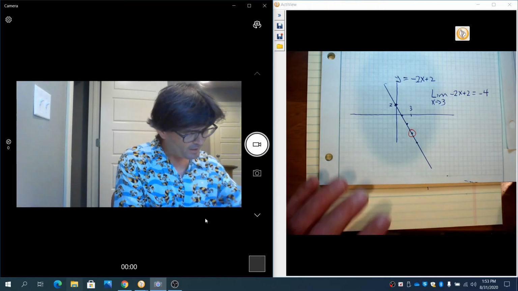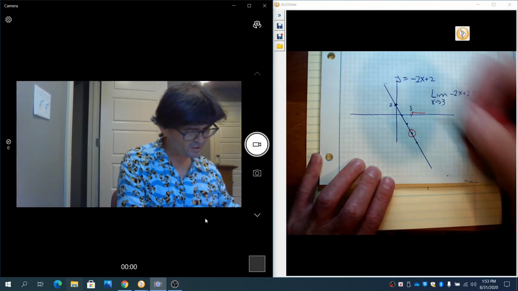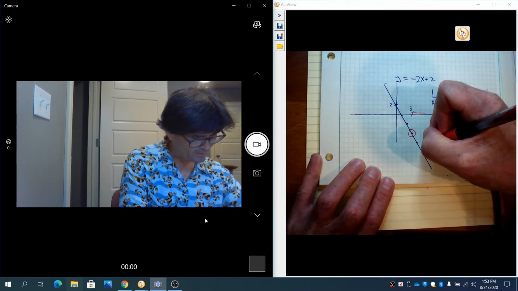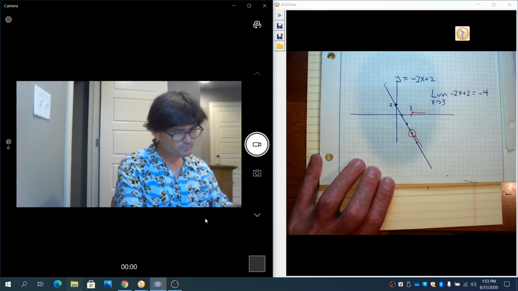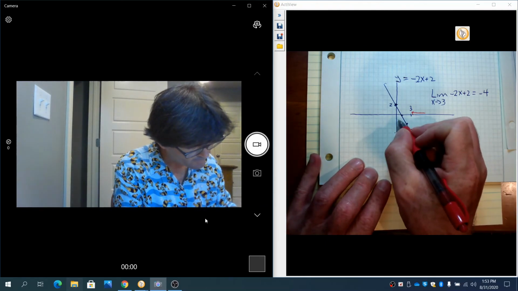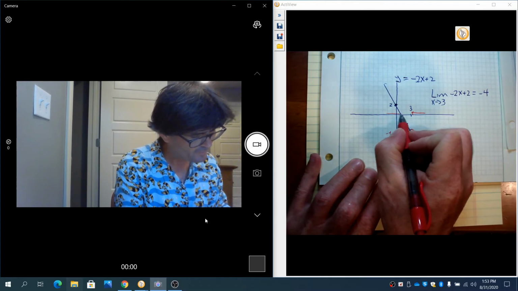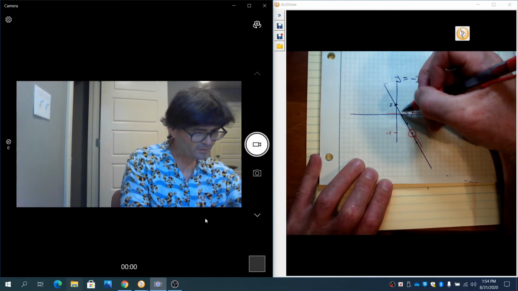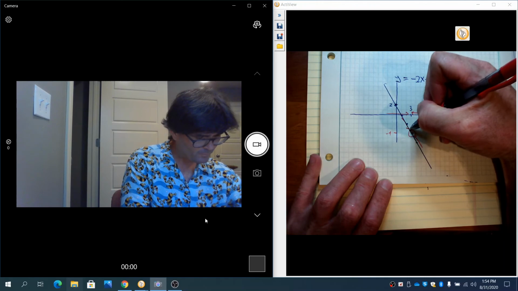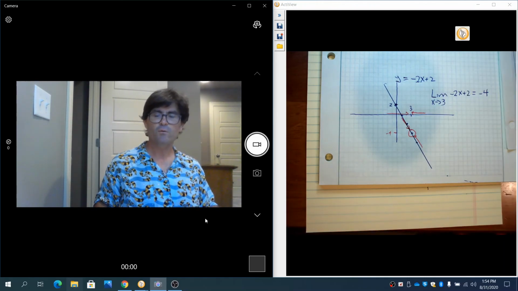And you can see that if x comes this way from the right towards 3, my y value goes up towards the point negative 4. And if my x value comes from the left towards 3, then my y value follows along this line, and it also approaches that same point, negative 4. So the limit's negative 4.